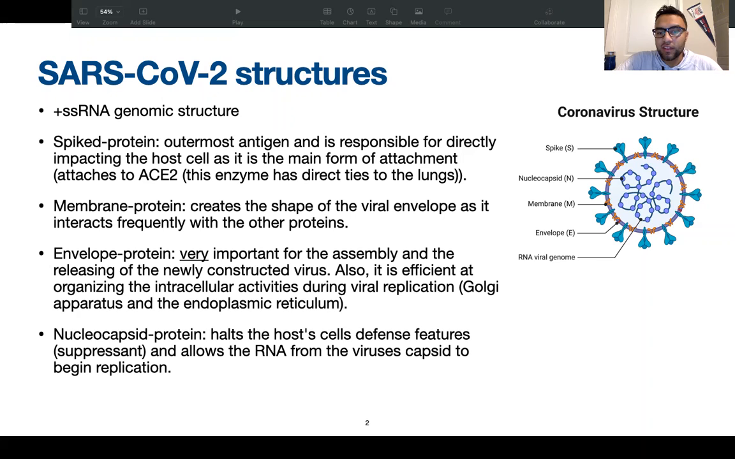Then we have the E protein, which of course is very helpful for the virus in the releasing of the genomic information, I guess we could say. And then we have the N protein, which is attached to the viral genome, the RNA viral genome. And this, of course, is going to act as a suppressant, as mentioned before, and have implications on the host responses.